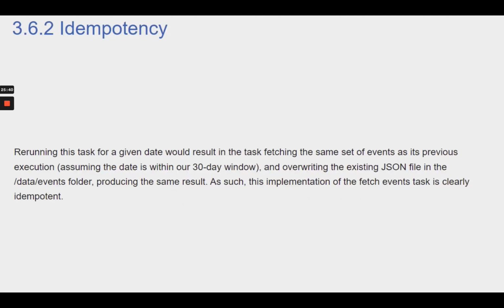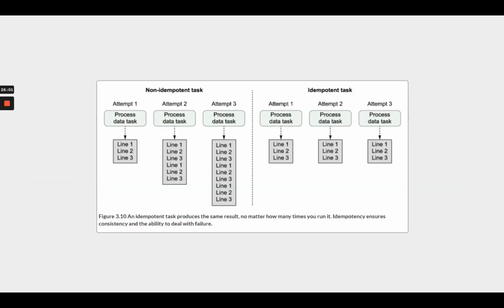Rerunning this task for a given date would result in the task fetching the same set of events as its previous execution, assuming the date is within our 30-day window, and overwriting the existing JSON file in the /data/events folder, producing the same result. As such, this implementation of the fetch events task is clearly idempotent.